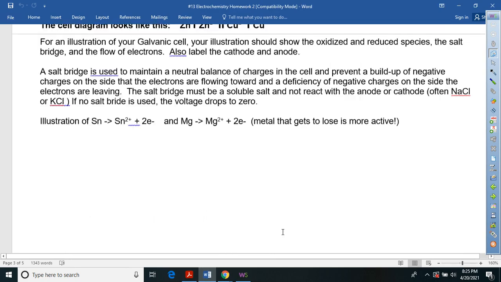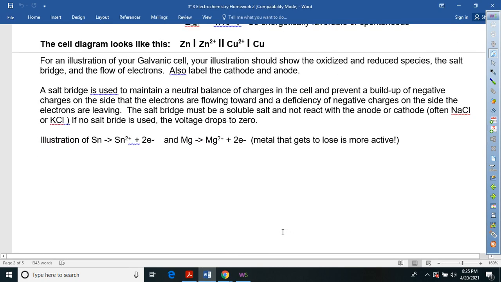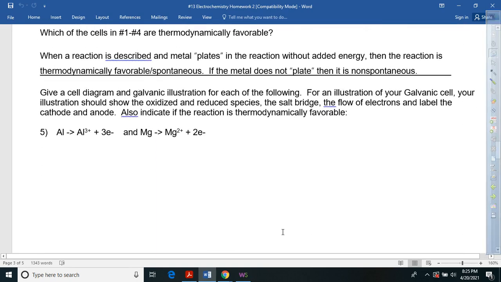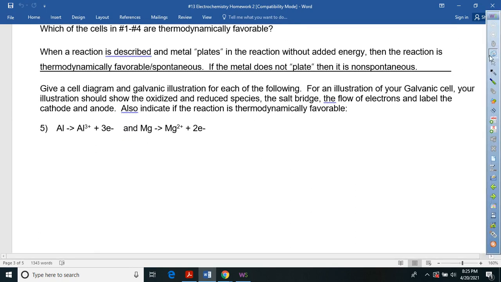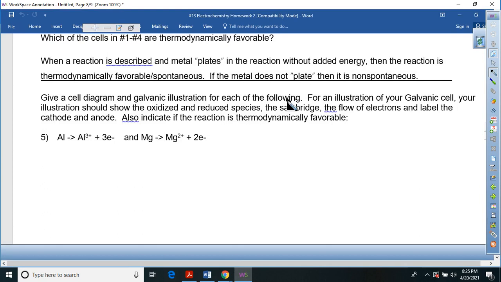Okay, let's just do one more for practice. Here we have aluminum and we have magnesium, and we're going to draw our illustration for this. We're going to show what is oxidized, what is reduced. We want to make sure to include the salt bridge. We want to make sure we show the flow of electrons and label our cathode and anode. And then we also want to indicate if this is a thermodynamically favorable reaction.